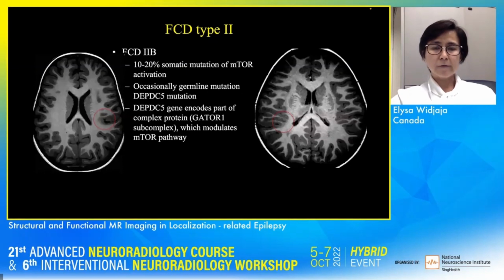So earlier on, I alluded to the fact that the most common form of mutation in FCD type 2B is somatic mutation involving the mTOR pathway. However, occasionally you may come across germline mutation involving the DEPDC5 gene.